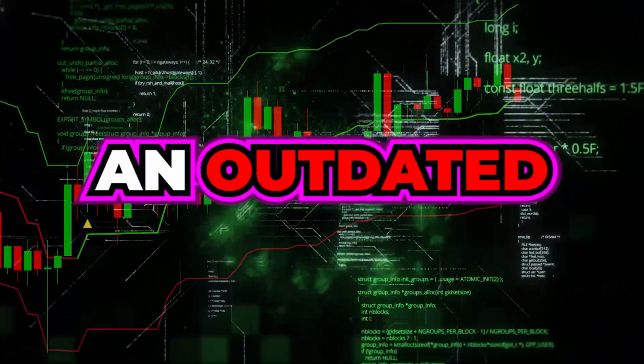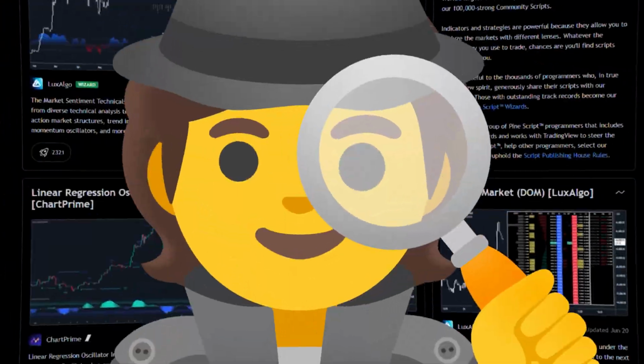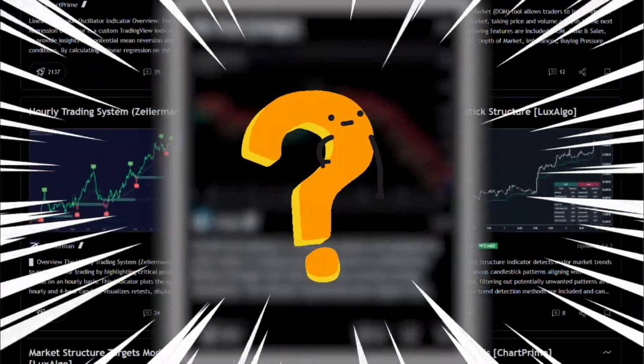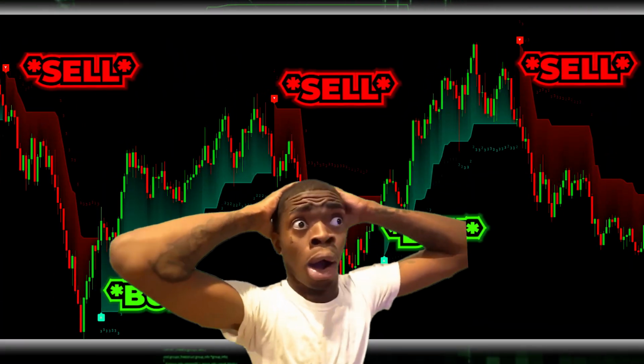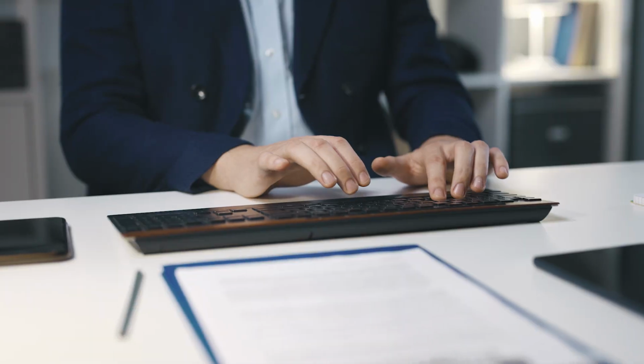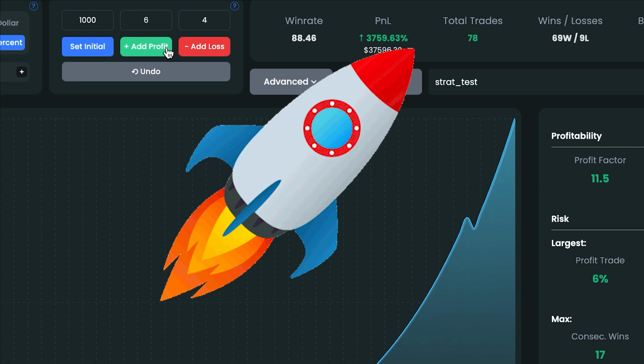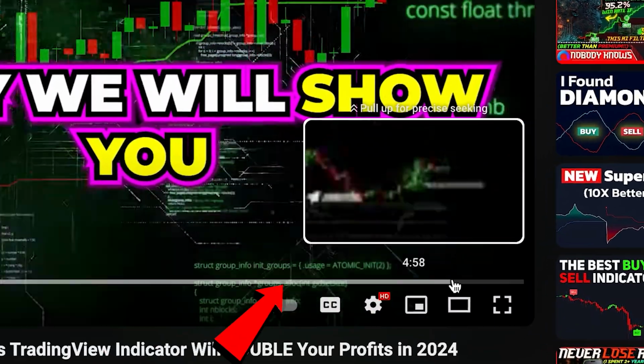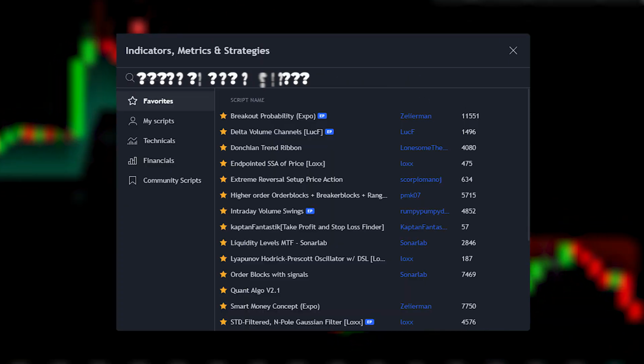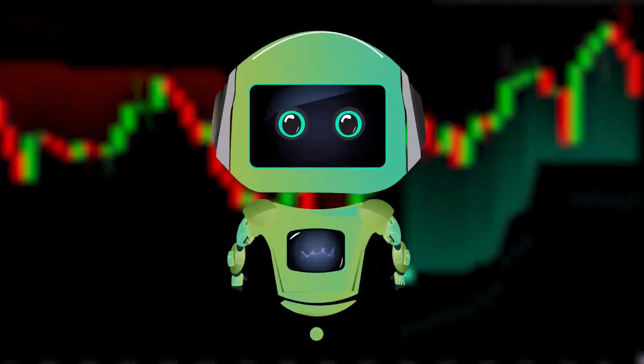Stop using an outdated SuperTrend indicator now. I just found the most powerful SuperTrend indicator on TradingView that leverages machine learning, giving mind-blowing buy and sell signals. Moreover, I coded a TradingView strategy with this indicator to prove its amazing performance empirically. Be sure to watch the full video carefully to learn the name of the indicator and how to access the trading bot with this indicator.